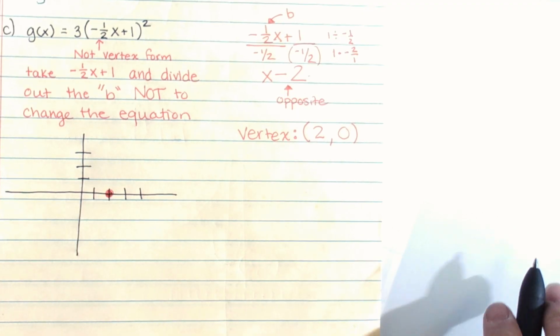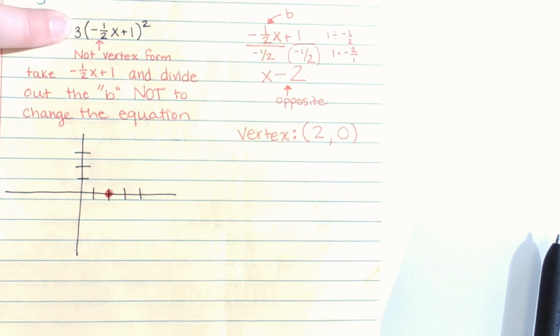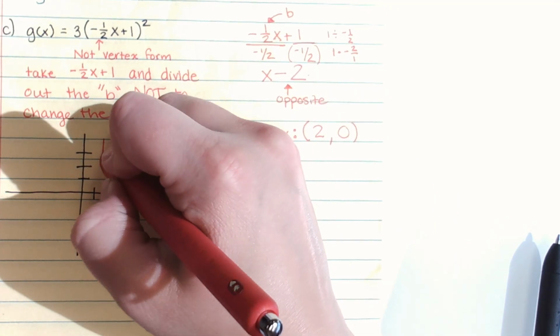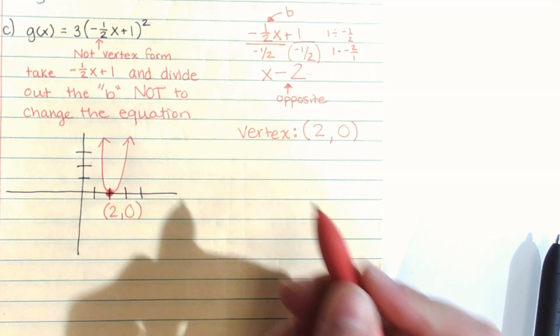Will this graph open upwards or downwards? In other words, did it flip over? If it did not flip over, does it open up or down? Opens up. What's that 3 do? Vertical stretch. When you stretch something vertically, does it get skinnier or wider? Skinnier. I got a skinny graph that goes upwards, where that is 2, 0.